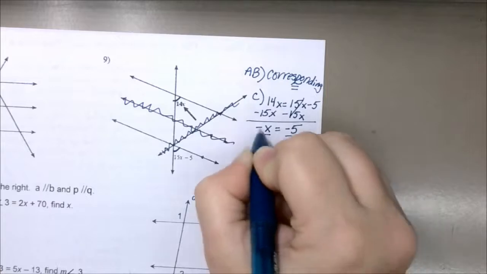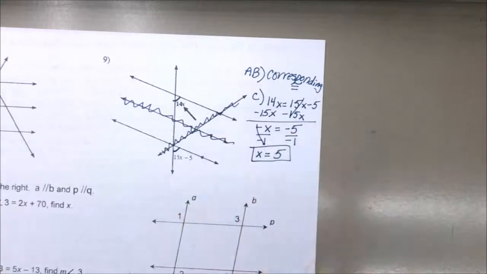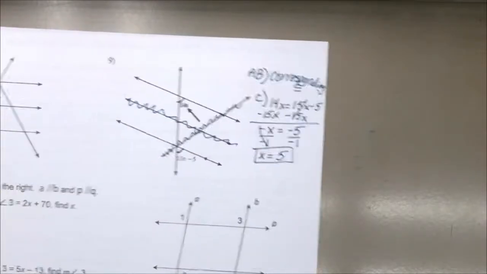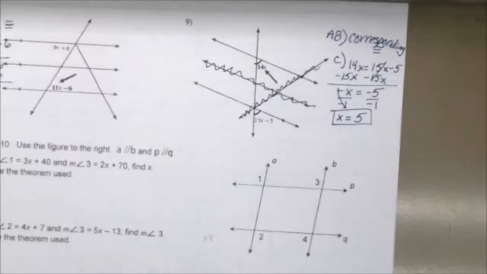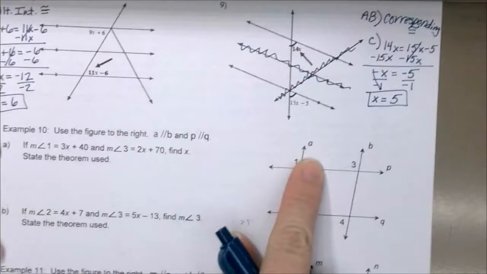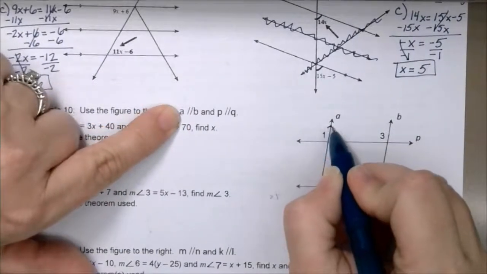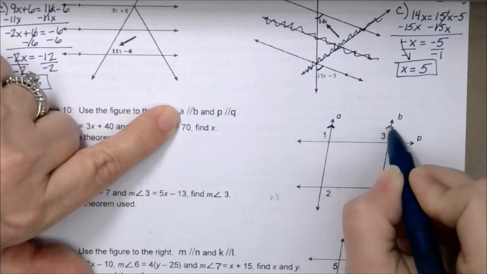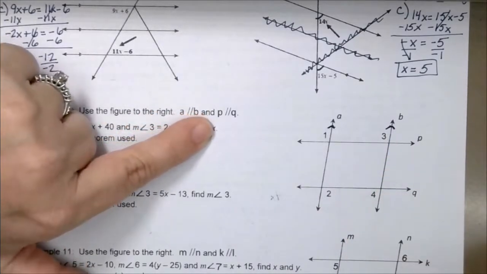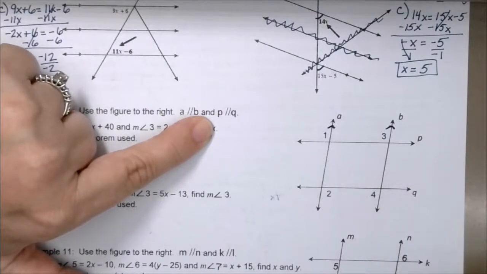Okay. Corresponding angles. So that means they're congruent. So what's my equation? 3x plus 40 equals 2x plus 70. I'm going to subtract 2x from both sides. Now I'm going to come up here because I'm running out of room. x plus 40 equals 70. And I'm going to subtract 40. So x equals 30.